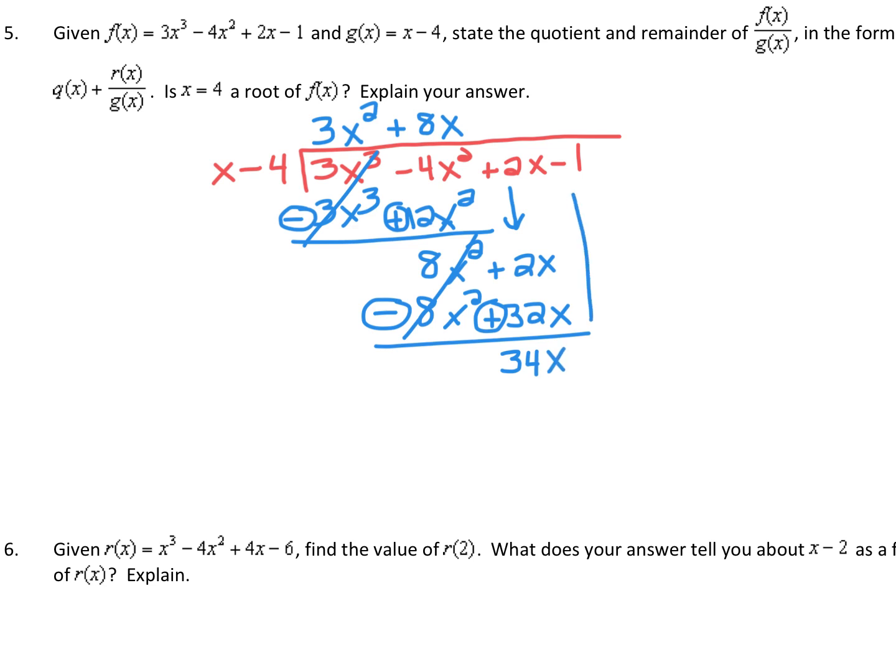And now, since we're bringing down the last term, this is the last time we're going to have to do this process. Okay, so x times what gives us 34x? Positive 34. And when we distribute, 34 times x is 34x. And then 34 times negative 4 would be negative 136.